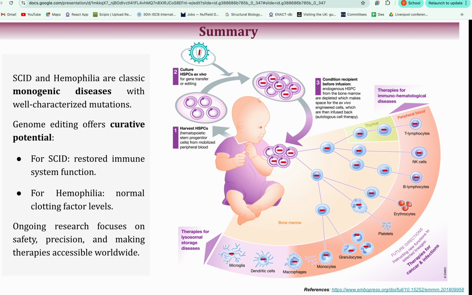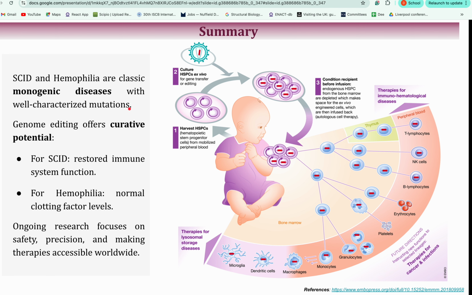Okay, so this is all about today's session. In this session, we covered what SCID is. We looked into the different genes which can give rise to SCID, and based on that, we also looked into the phenotype of SCID. Then we looked into hemophilia, and based on which clotting factor is affected, we saw which type of hemophilia it will be. We also saw that hemophilia A is more prevalent than the other types. Hemophilia B is the second one, and hemophilia C is quite rare and not frequently observed. Then we looked into the different therapies with which we can cure SCID as well as hemophilia. And this is the summary.